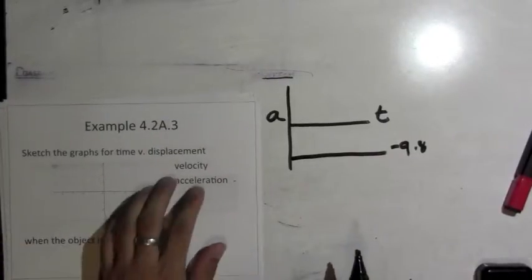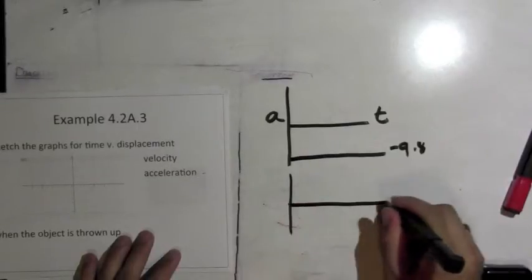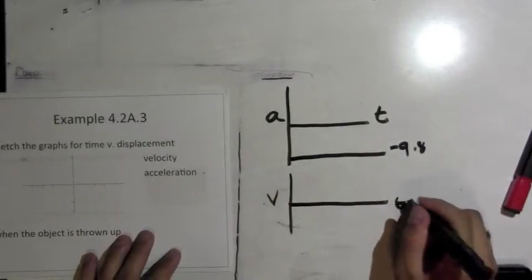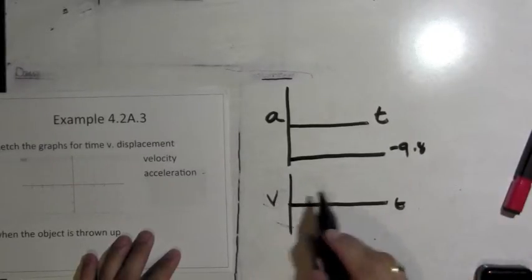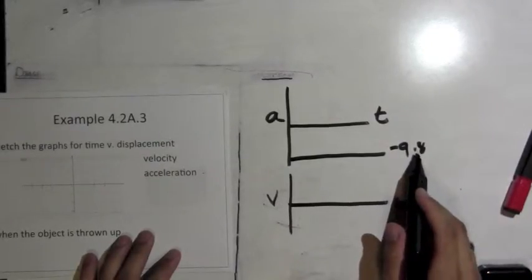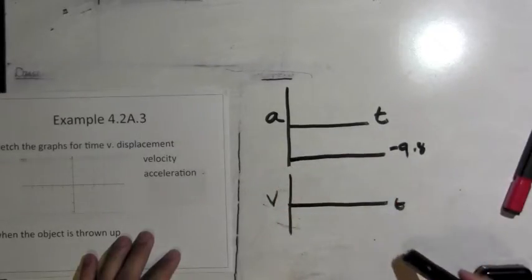As soon as it is in free fall, negative 9.8. Now, velocity kind of takes its cue from this one. So the slope of this particular graph has got to equal negative 9.8. Because remember, the slope of a velocity versus time graph has to equal negative 9.8. So that should indicate that this line is going to go downwards.